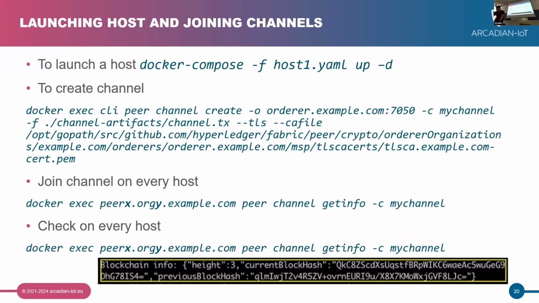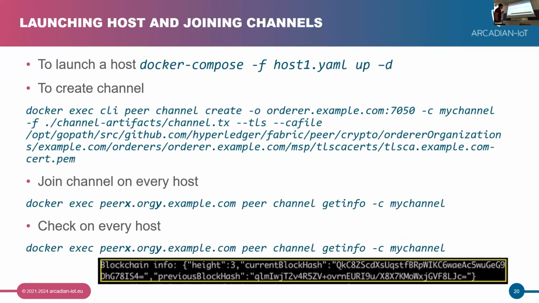Then we have created the cryptographic material, and then we are going to execute a docker-compose up, in this case for host 1. In the case of host 2, it was docker-compose, and instead of host 1, put host2.yaml, and so on.